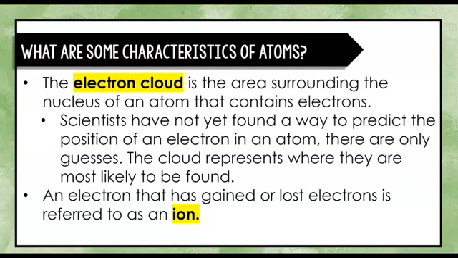Now, an atom that has gained or lost electrons is referred to as an ion. Atoms that gain electrons or gain negatives have a negative charge. They are anions. On the other hand, an atom that loses electrons becomes less negative, aka positive, and a positive ion is called a cation.